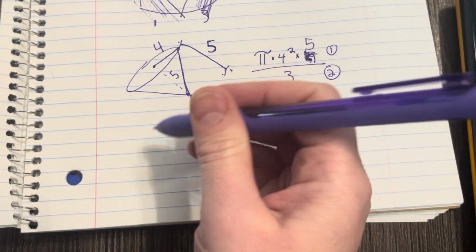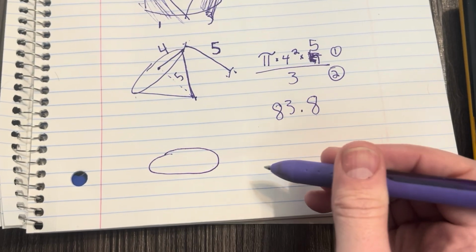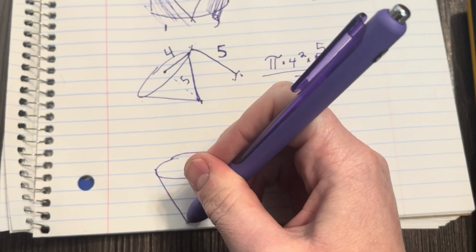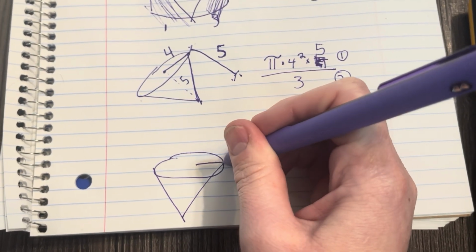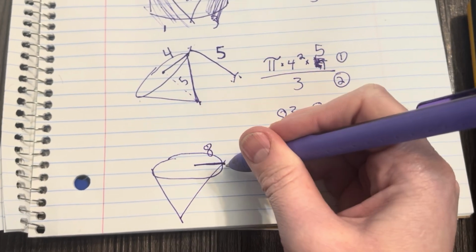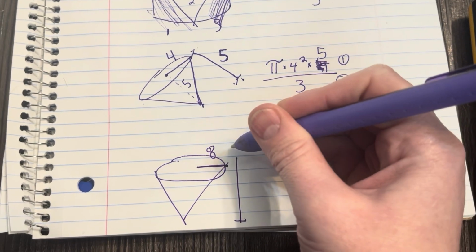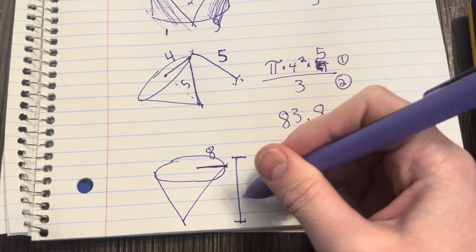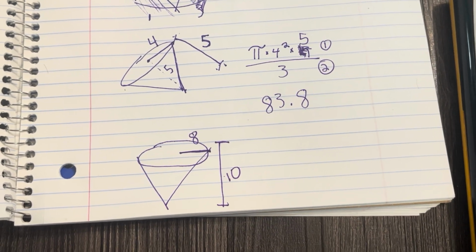Let's have another cone and have you try using that formula. Okay, so here's the cone. And we're going to have a radius of 8 and a height, okay, straight up and down height, is going to be 10. Now go ahead and pause and do as much as you can.